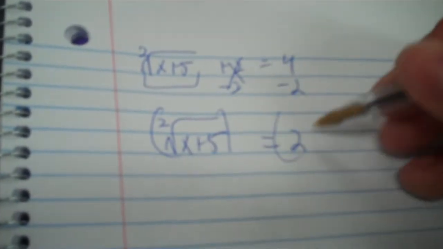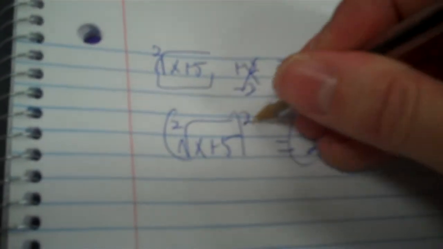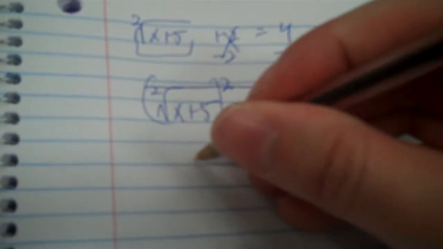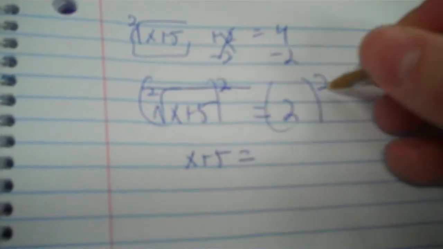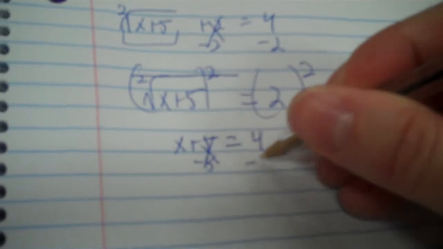Now you're going to get rid of the radical. You parenthesize both sides, and you take them both to the power of the radical degree. x plus 5, and then 2 to the second is 4. Then you just subtract 5 and you got your answer. x would equal -1.